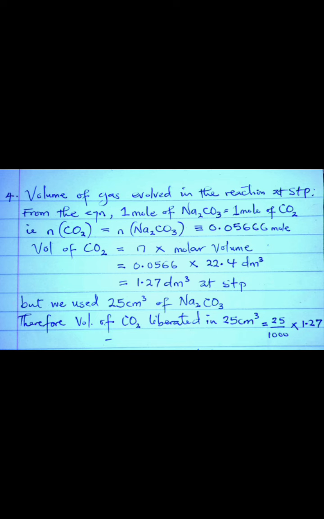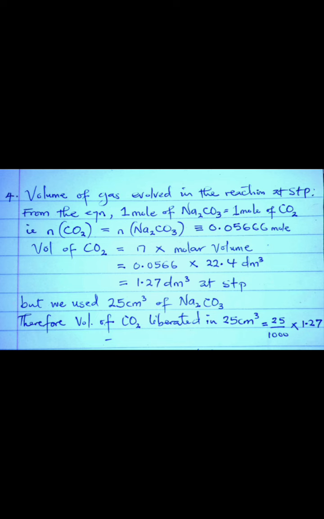So if we have the number of moles, then we multiply that by the molar volume. So the number of moles, 0.0566, times the molar volume, which is 22.4 dm cube, will give us 1.27 dm cube at STP.